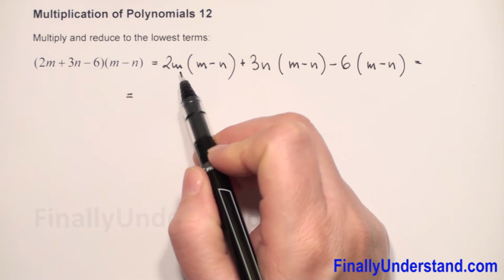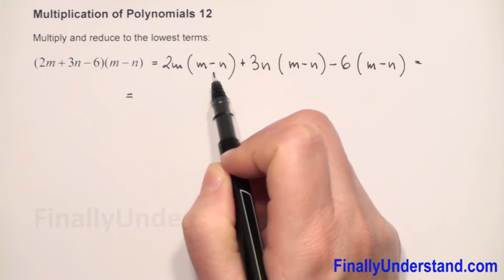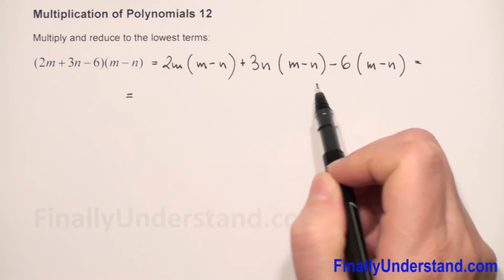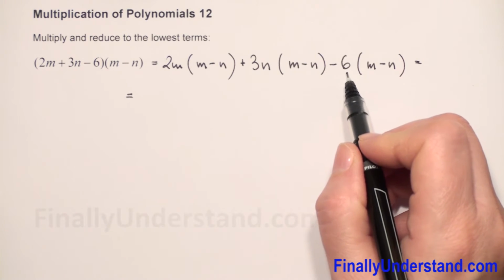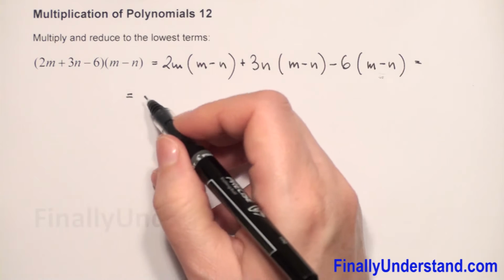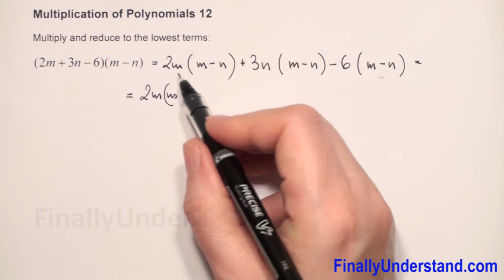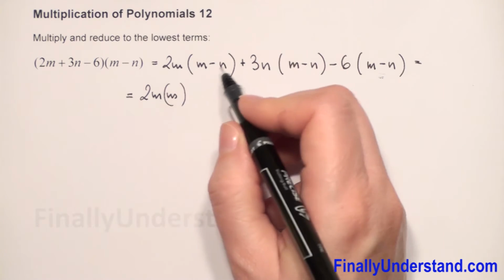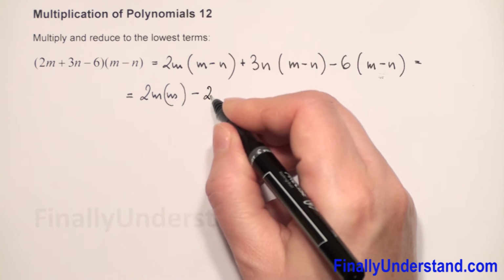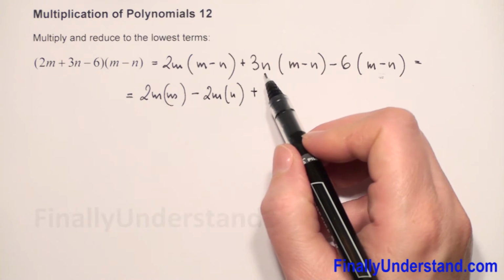It means first we have to distribute 2m over each term in the binomial. Next 3n over each term in the binomial. And next negative 6 over each term in the binomial. So we have 2m times m. Next 2m times negative n, so positive times negative gives me negative. When we don't have a sign, it's always positive, so 2mn.